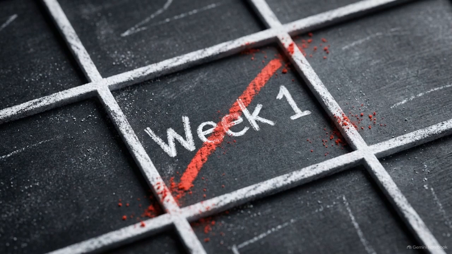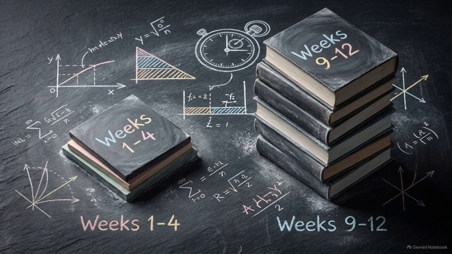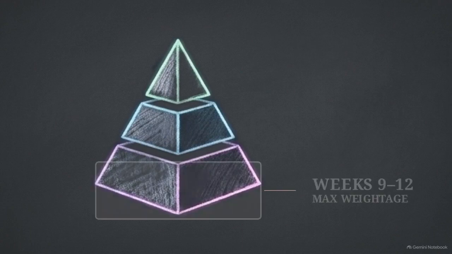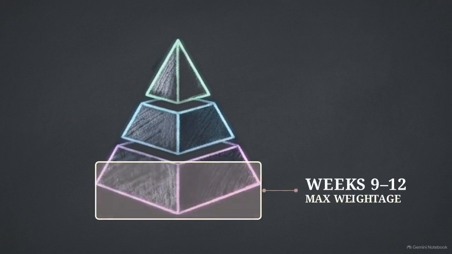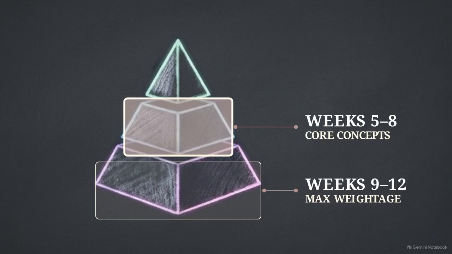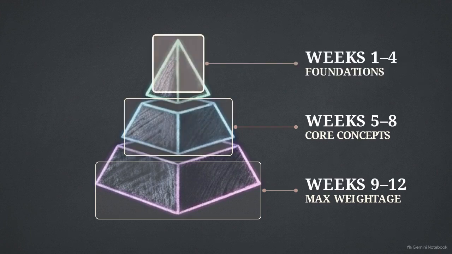Once you have your target, do not start your revision at week 1. We are going to use a priority system that focuses your time on the weeks that carry the most weight in the final exam. This priority pyramid puts weeks 9 through 12 at the base. This final month of the course typically accounts for the majority of the end term questions and must be your first priority for mastery. The middle tier consists of weeks 5 through 8. Mastering these concepts is necessary to solve complex final problems.